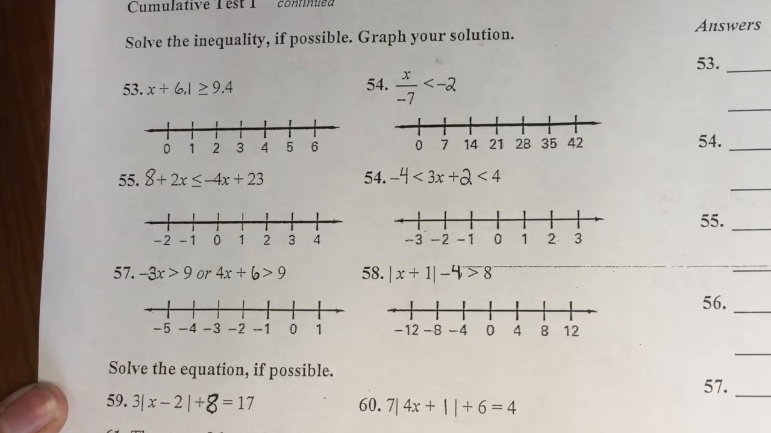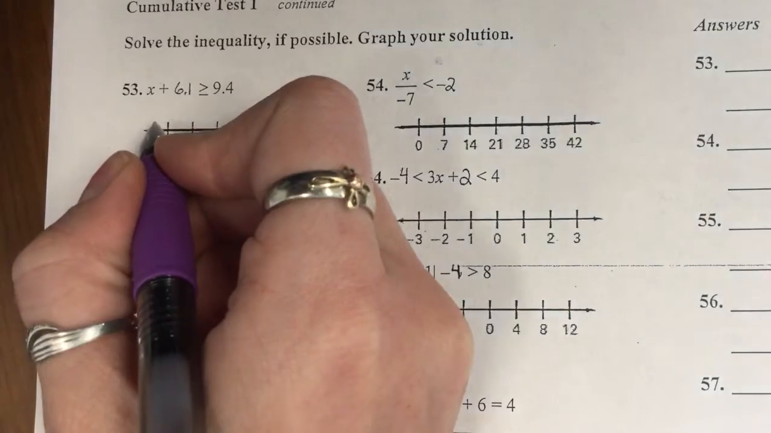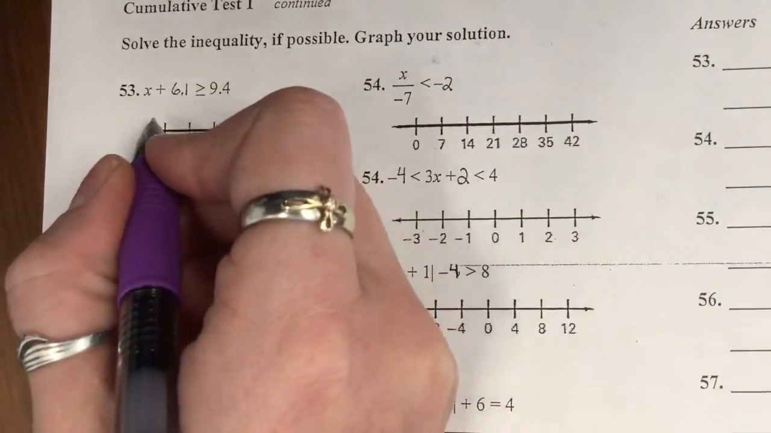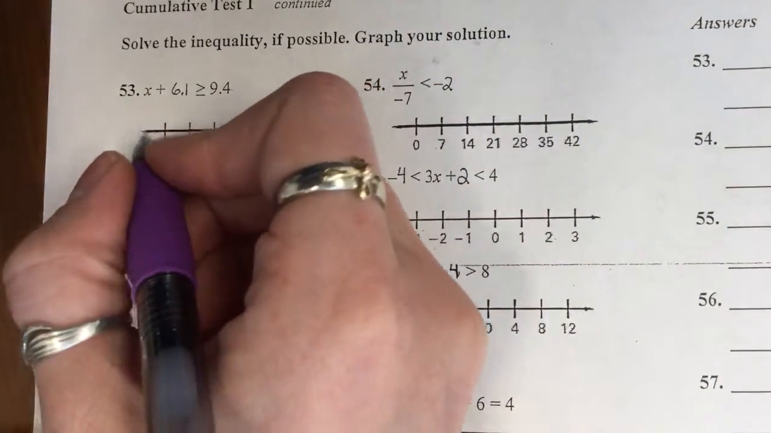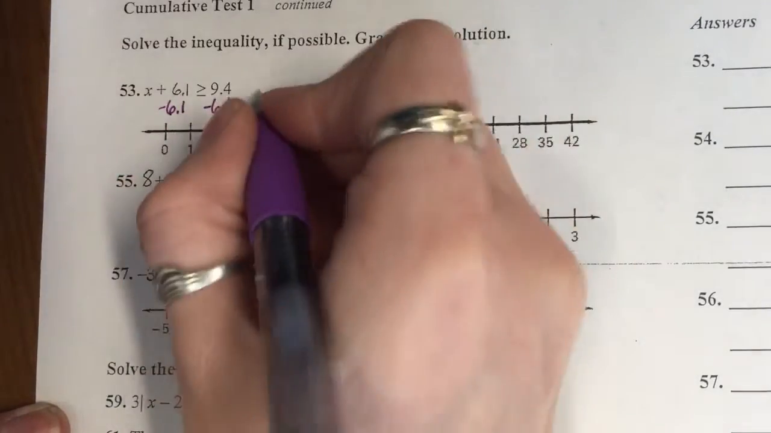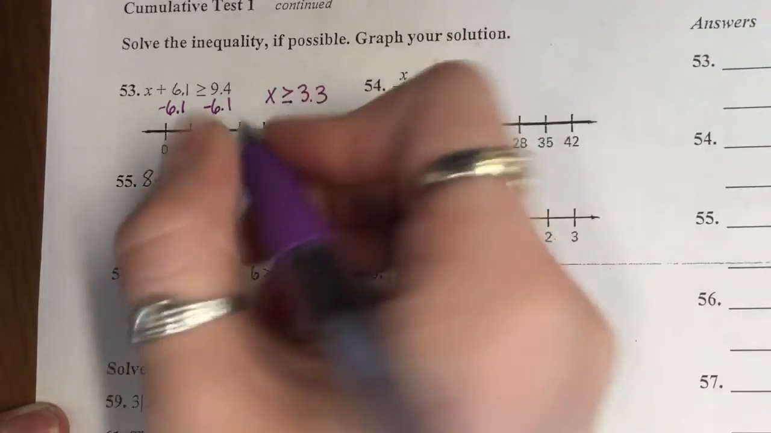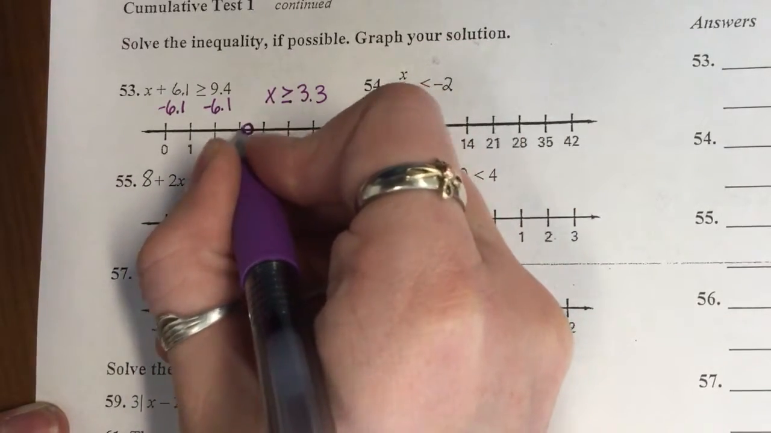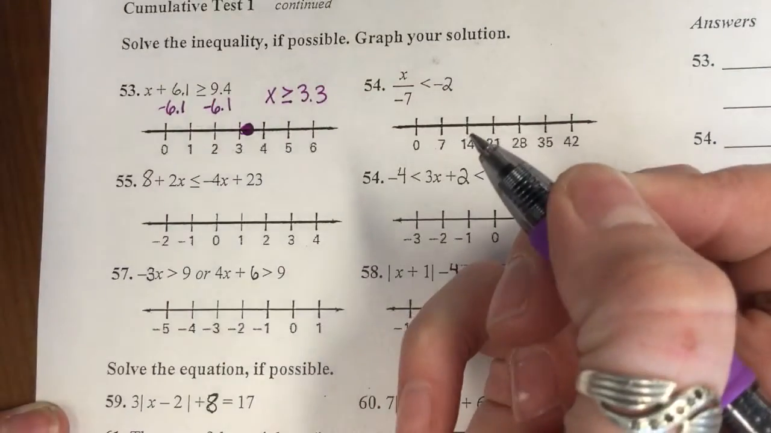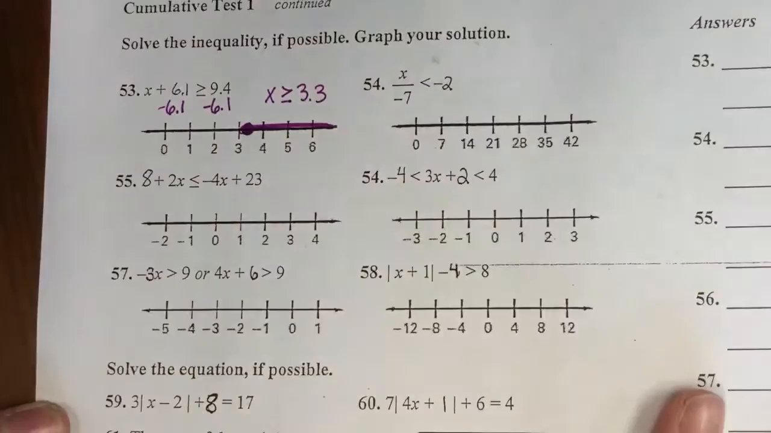Solve the inequality if possible. Graph your solution. We need to undo adding 6.1 and subtract 6.1 from both sides. X is greater than or equal to 3.3. So closed at 3.3 or approximately there, and X is bigger than that.